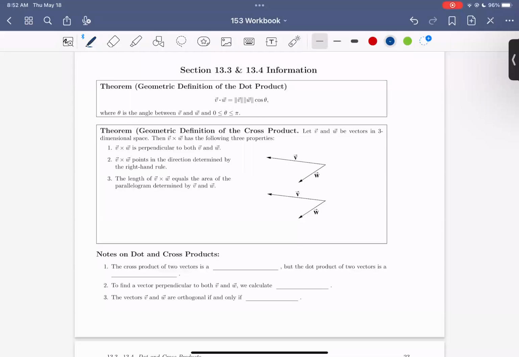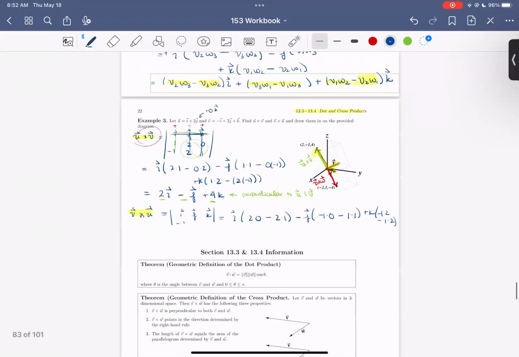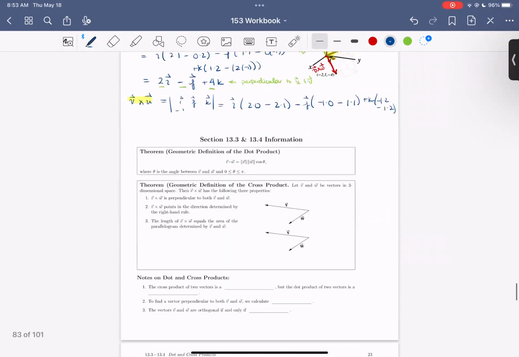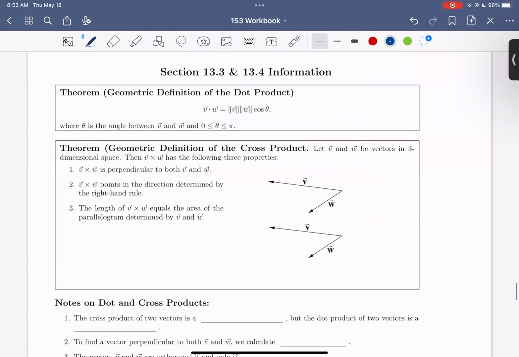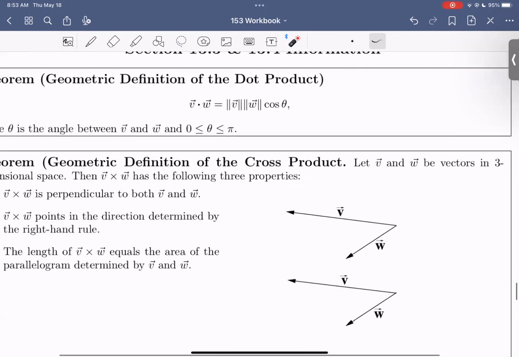In this video, we're going to begin at the bottom of page 22 in our workbook, where we're going to summarize some information about dot products and cross products. First of all, we have this theorem, which gives us a geometric definition or interpretation of the dot product. We saw in our previous video that to compute the dot product between two vectors, we multiply each corresponding component together and then add the result.